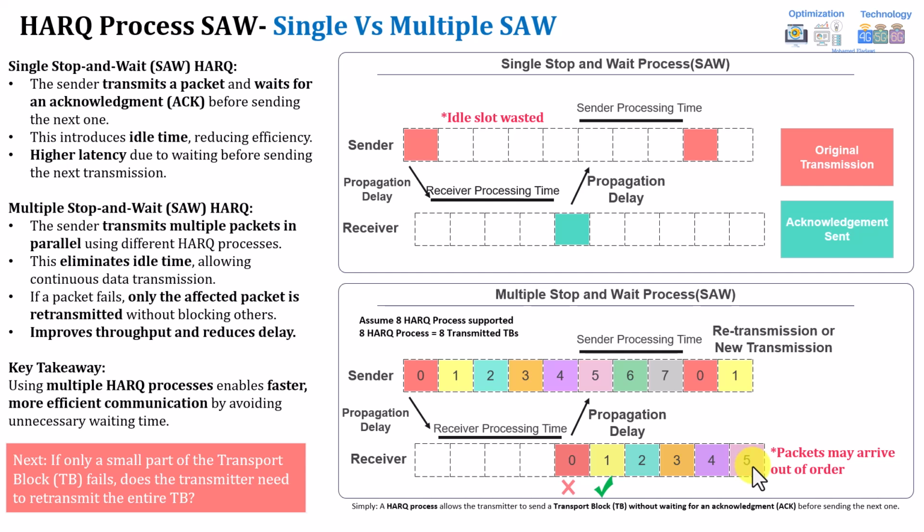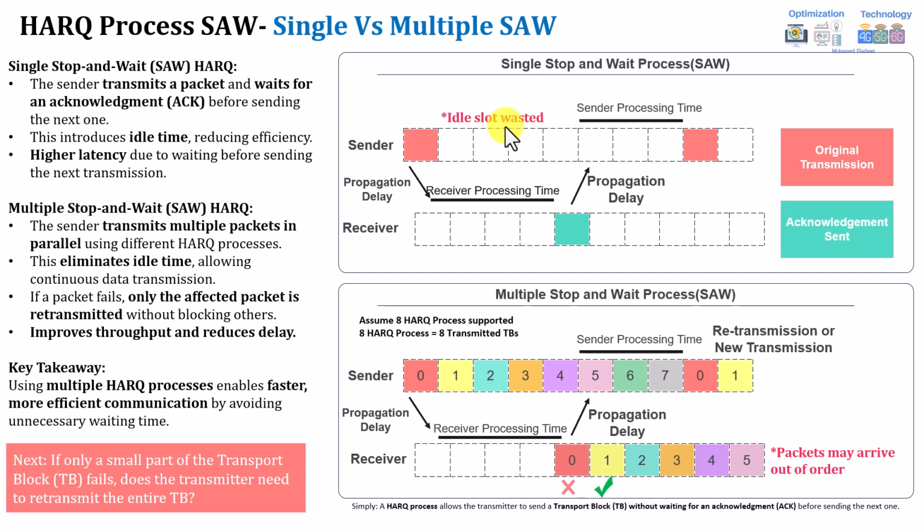This means packets may arrive out of order at the HARQ. But in any case, as we explained in the PDCP part, the PDCP can take care of that, because at the very end, the PDCP will do the data reordering as we highlighted in the previous sessions. So the key takeaway here is that using multiple HARQ processes enables faster and more efficient communication by avoiding unnecessary waiting time.